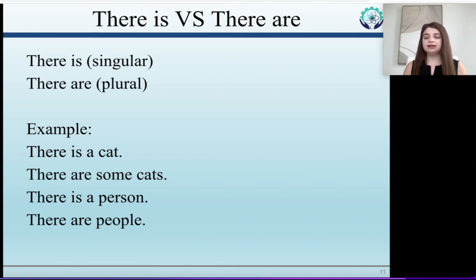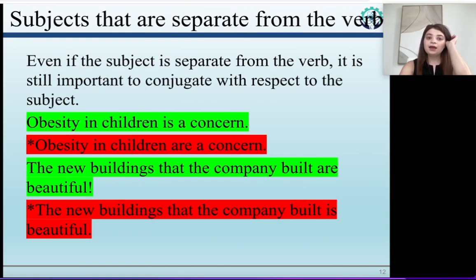Well, that's one person versus there are people, right? People is plural. That's suggesting there's multiple people, right? So that's the difference between there is and there are. It's basically just a singular versus plural thing, and that's all it is, thankfully.